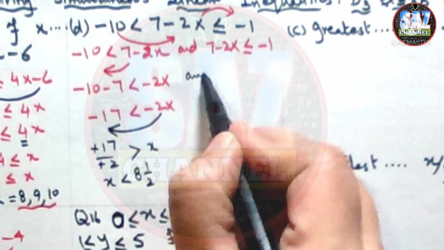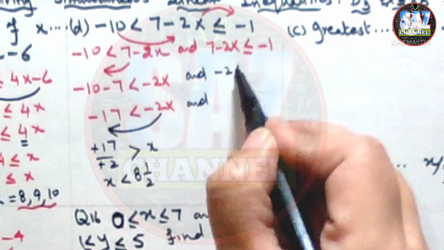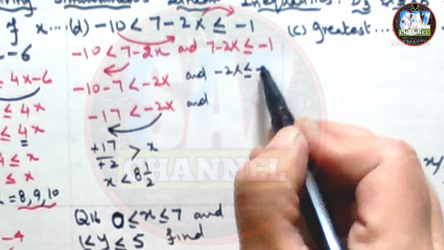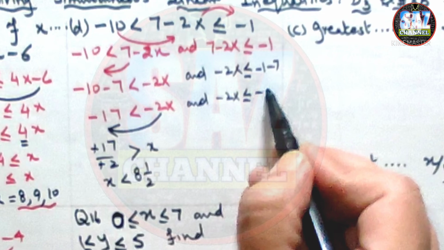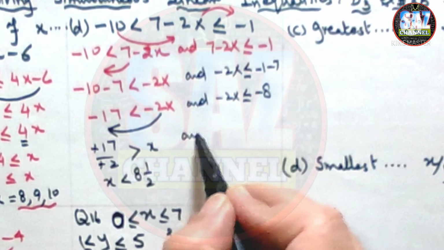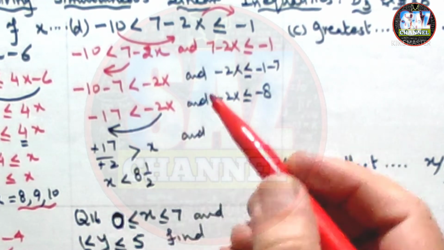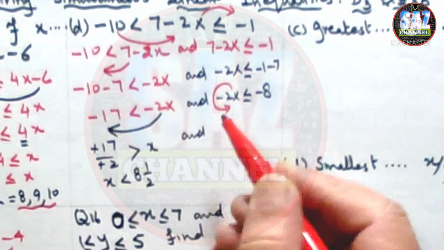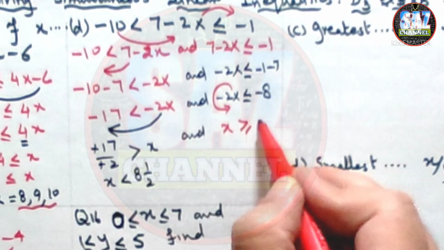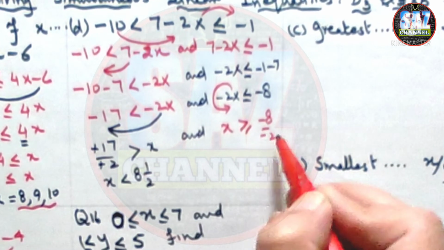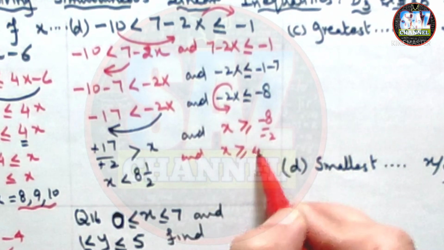And then I have to move to the second part of the question, that is minus 2x is less than or equal to minus 1 minus 7, minus 2x is less than or equal to minus 8, and again, when I shift this minus 2 to the other side, what change will come in the question? I have to reverse the direction, minus 8 by minus 2, and x is greater than or equal to 4.